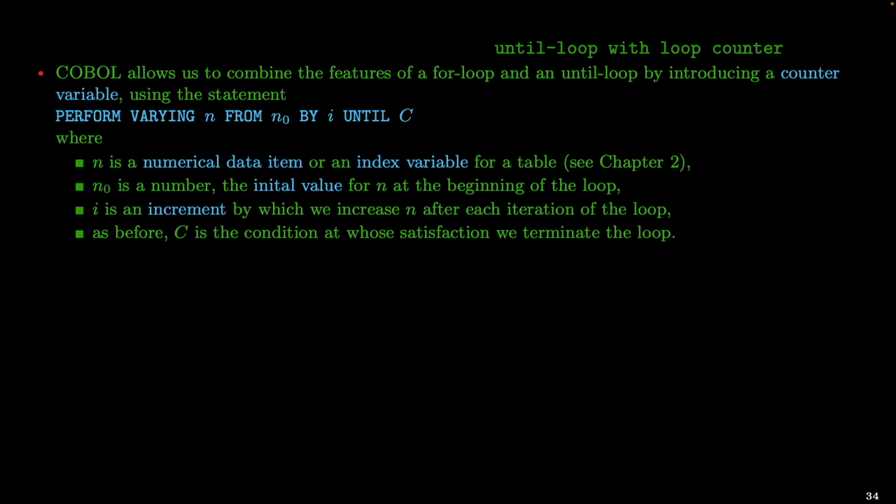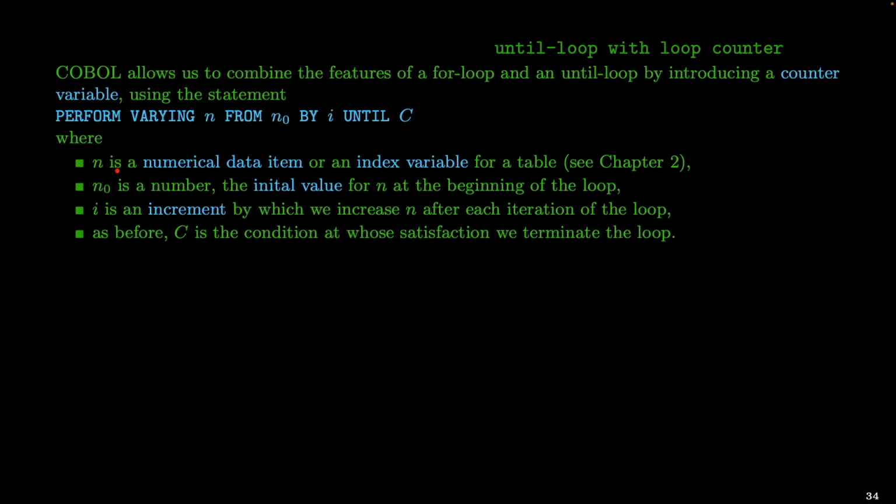In addition, COBOL allows us to combine the features of a for loop with those of an until loop by introducing a counter variable. And we can do that using the perform statement in the following manner. Perform varying n from n0 by I until c. So let's take that apart.